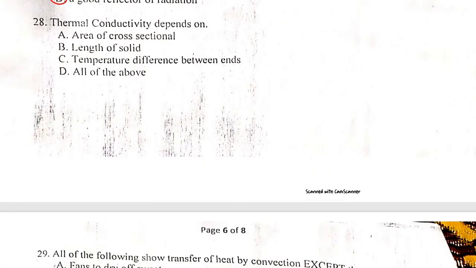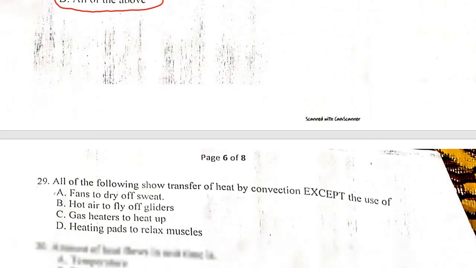Question number 28. Thermal conductivity depends on cross-sectional area, length of solid, temperature between ends of the conductor. So these all are the factors that can alter the rate of transfer of heat through any substance. So option D is the right answer.